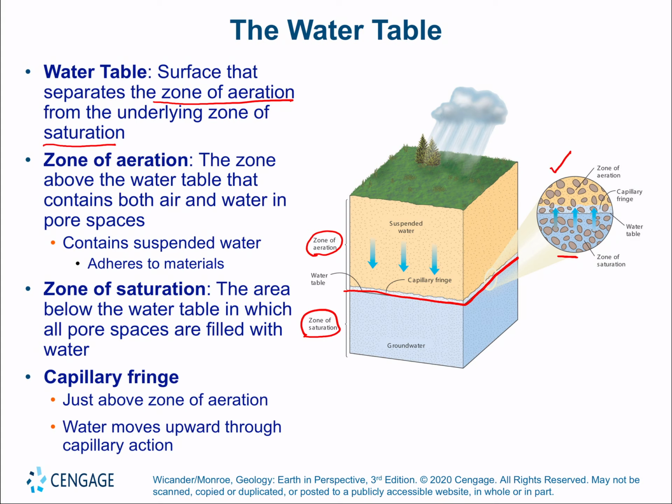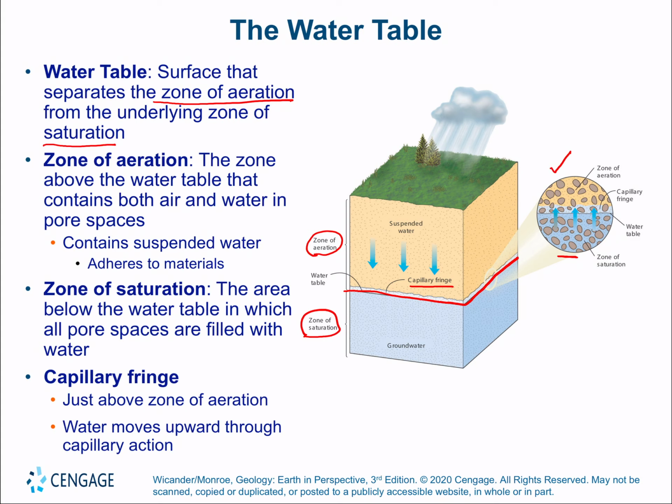Right above the water table, notice you have a little zone that's called the capillary fringe. That is right above that zone, and that is where your water moves upward through the action of capillary action. So basically, instead of water moving down, right in that little zone of capillary fringe is where water is going to move up.